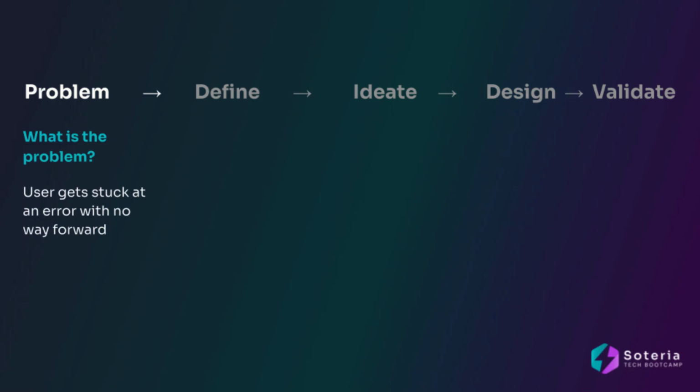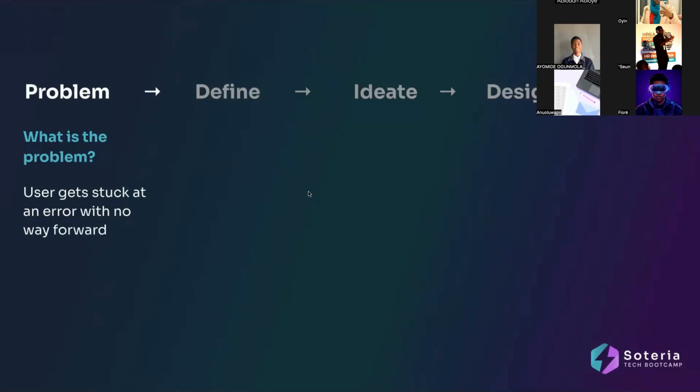All right. So what is the problem? The problem here is that the user gets stuck at an error with no way forward. Okay, put yourself in the position of that person. You are in a hurry and you're trying to make that transaction at a supermarket, and then that thing is happening. And then it just tells you, validation error. What does that mean?